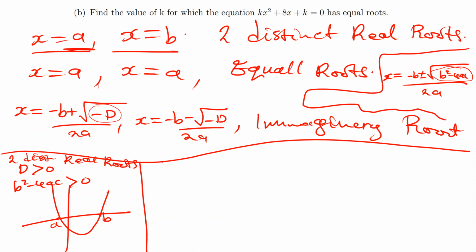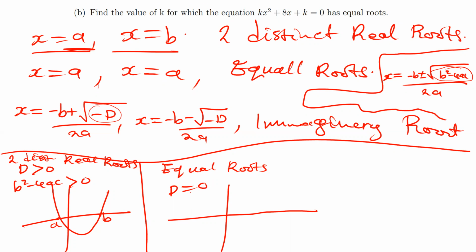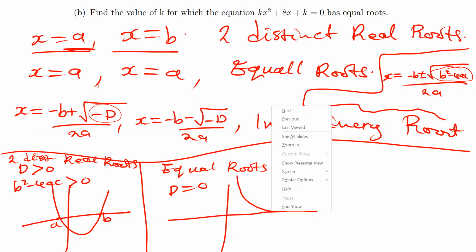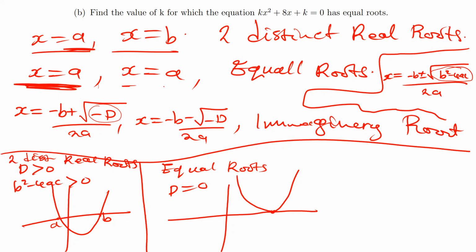So let us look at a situation where we have equal roots. When you have equal roots, it means that the discriminant is equal to 0. And when it's equal to 0, when it comes to sketching, it means that the curve of the quadratic equation meets the x-axis at one point. Remember, we said if we have equal roots, it means that you only have one solution. X is equal to A and another X is also equal to A.